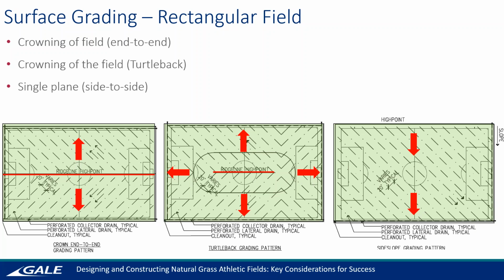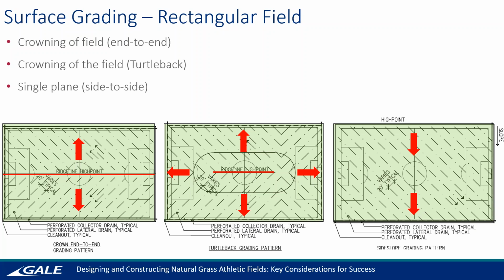You form a ridge line basically from goal to goal. The second one is similar to the crowning. You're still putting a crown in there, but you're putting it more in the middle. Once you get a little bit past that, you are starting to slope to the end lines as well as to the sidelines at a constant slope, and you're creating what they call a turtleback.